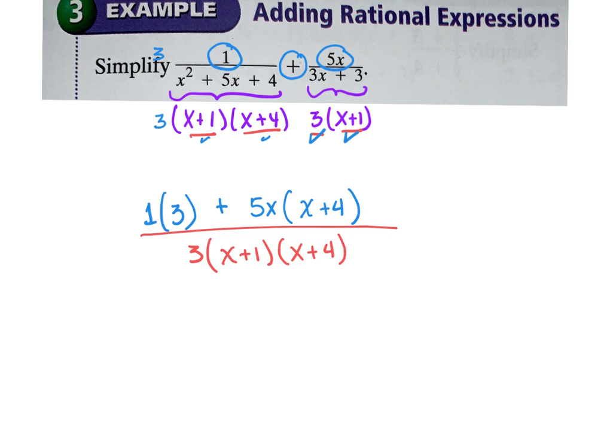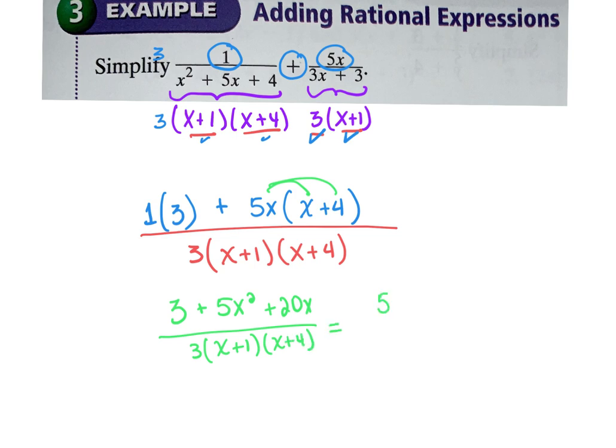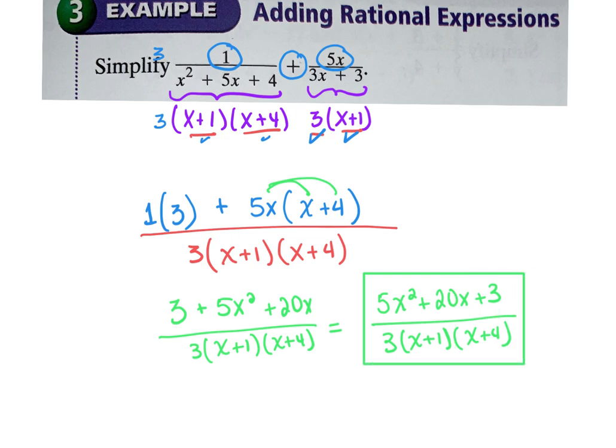And then I simplify. 1 times 3 is 3. I'm going to distribute here. 5x times x, 5x times 4. I can leave the denominator factored. I do not require that you go back and FOIL it. I do want the numerator in standard form, though. So we're going to say 5x squared plus 20x plus 3 over, and leaving this in factored form is perfectly fine. And that would be my final answer here. That would be the addition of those two fractions.